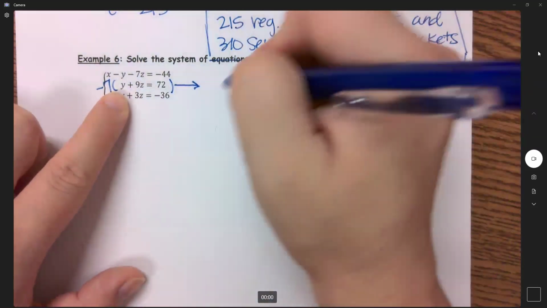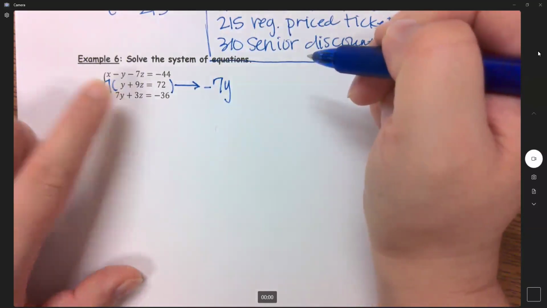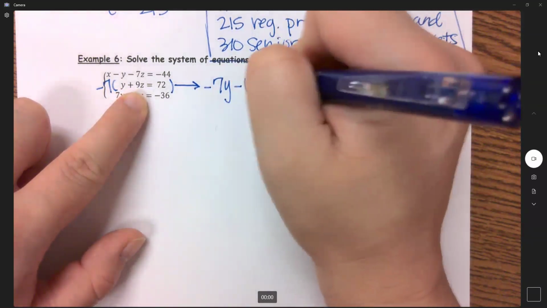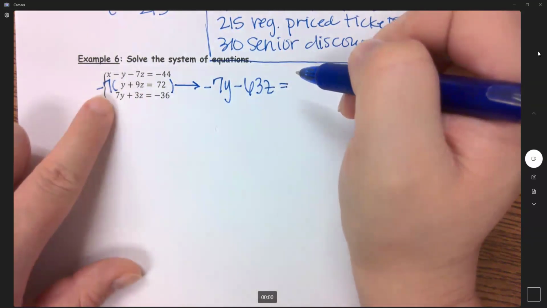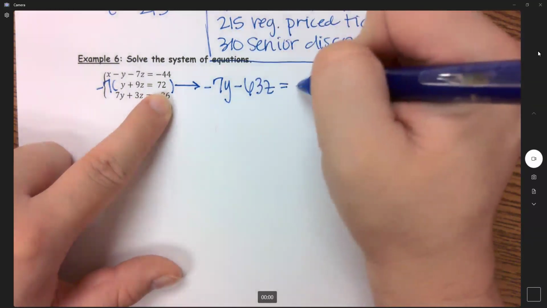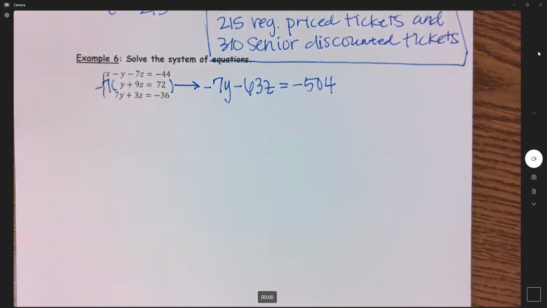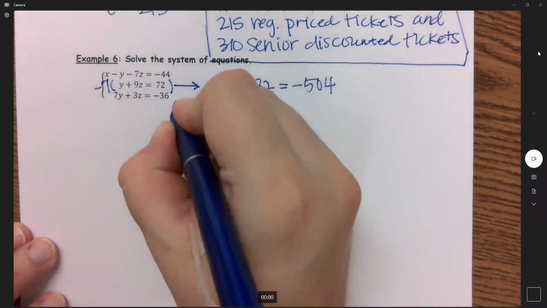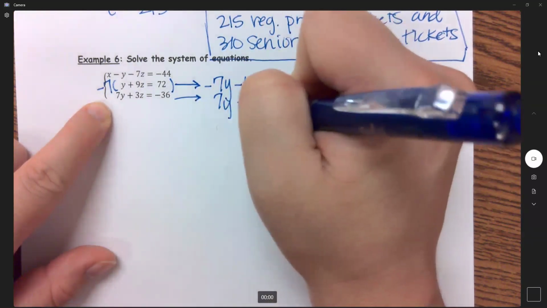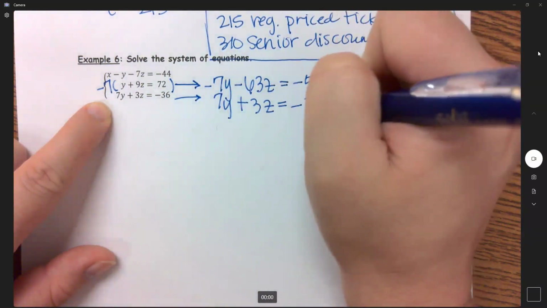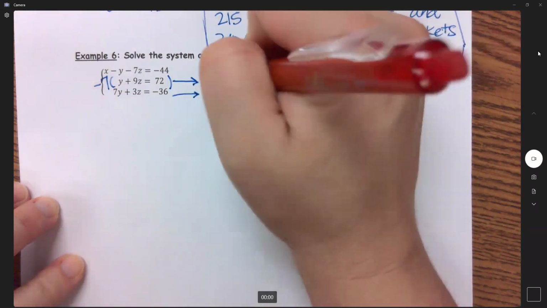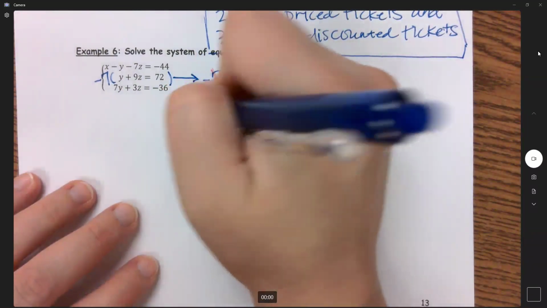So -7 times Y is -7Y. -7 times 9Z is a -63Z. And -7 times 72 is going to be -504. Now I'll bring this bottom equation over. And now we can solve. These eliminate. Let's add what we have left.